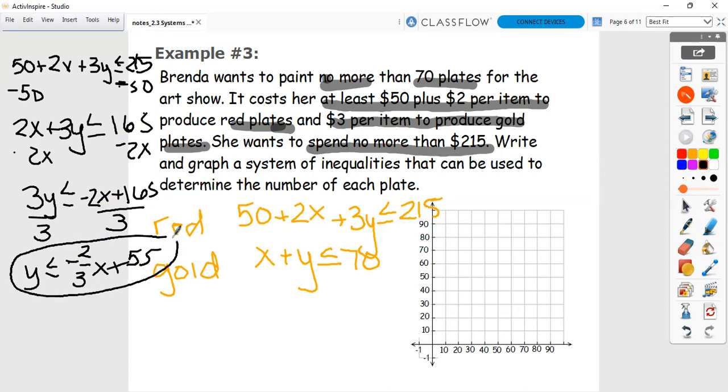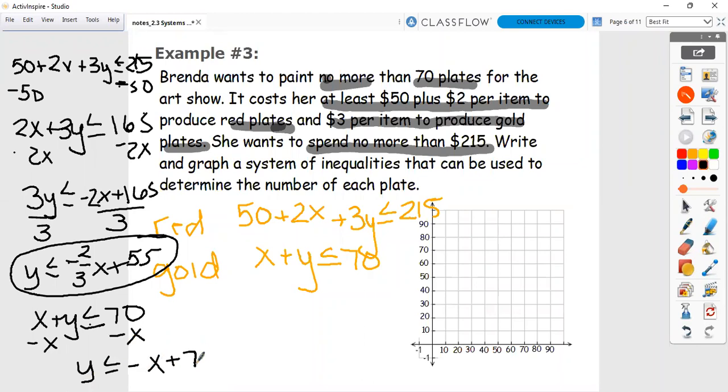That's our first inequality. Our second one, we have x plus y is less than or equal to 70. So when we solve that one for y, we're going to subtract x from each side, and we have y is less than or equal to negative x plus 70. You'll notice that the graph and the scale work nicely with our y-intercepts that we need.